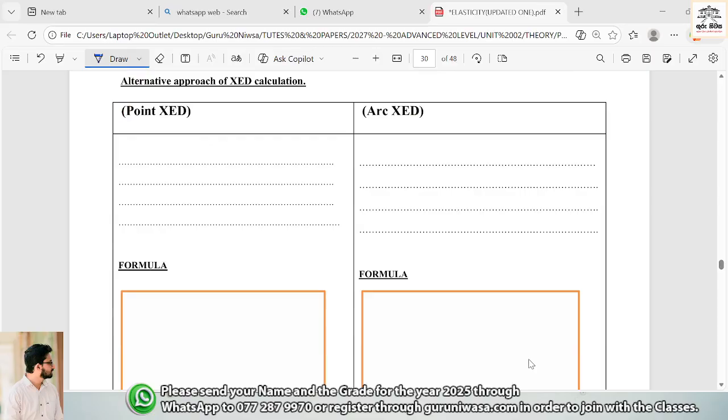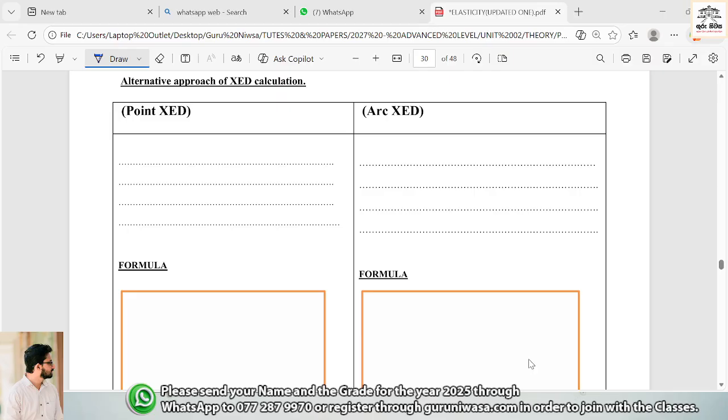Then, same thing: point price elasticity of demand, point cross price elasticity of demand, point XED and arc XED. Can you tell me what is the difference between these two? Why do we calculate two concepts like point and arc, Tanuli? In point elasticity, it is calculated at a particular point, and in arc elasticity, it's between two points.